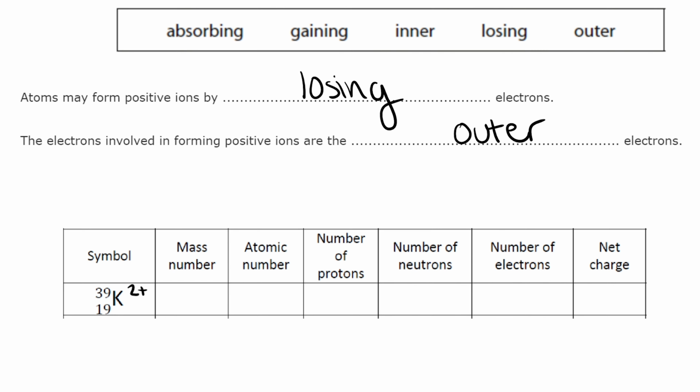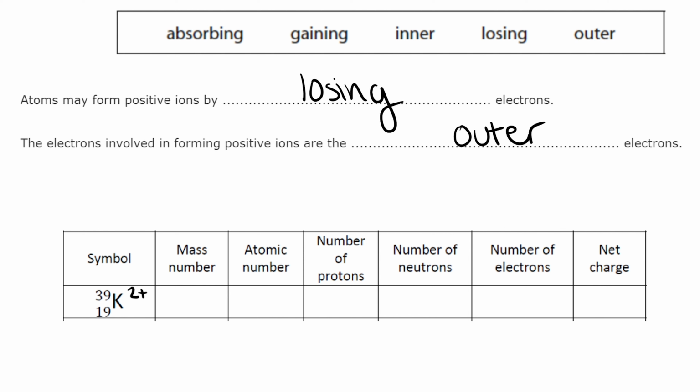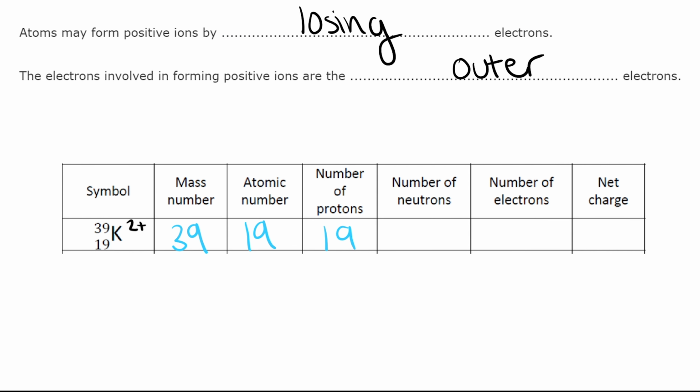Now I have to fill in the table below. So the first column is the mass number. Remember, that is my top number, so in this case it's going to be 39. Atomic number is the number of protons and it's my bottom number, so that's 19. As I've just said, the number of protons is equal to my atomic number. Now, for my number of neutrons, I need to take my mass number, which is 39, minus my proton number, 19, and that gives me 20 neutrons.